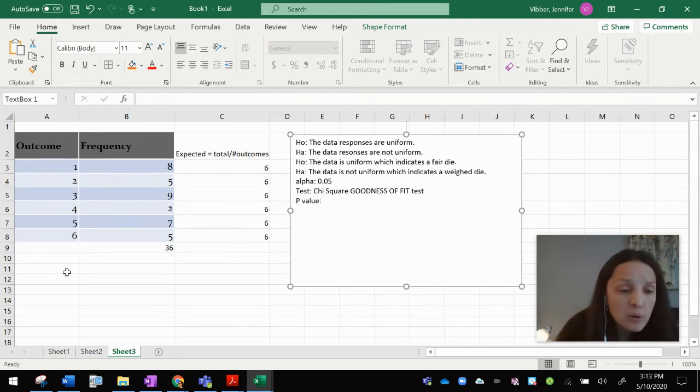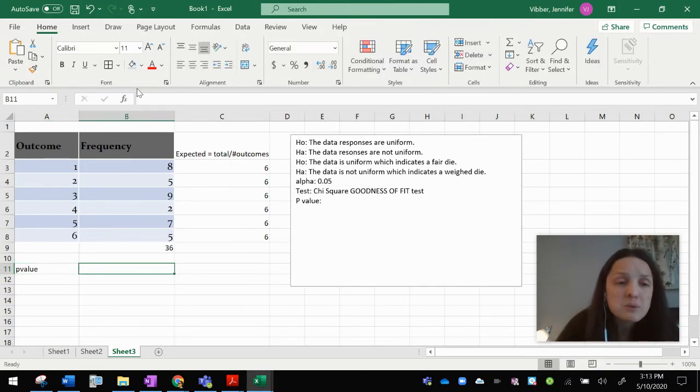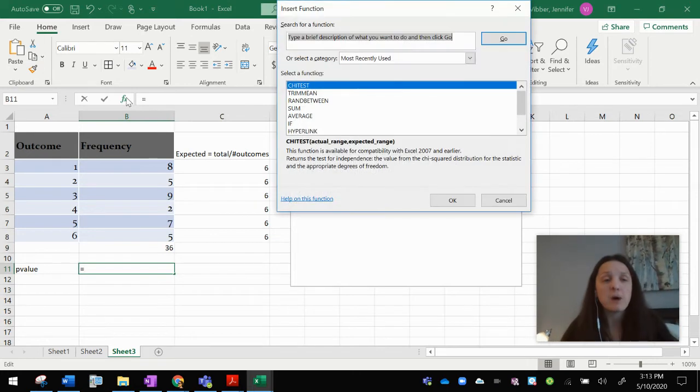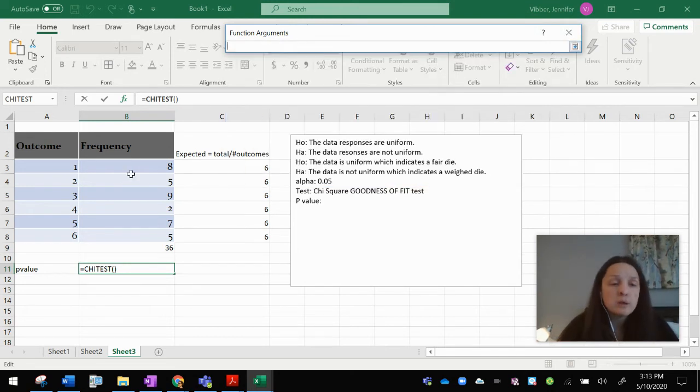Now what we really need for this is a p-value. So I am going to come over here and type p-value. I am going to get this p-value from the fx box. I'm going to go into this fx box and choose chi-test. My actual range is the frequencies that we were given.